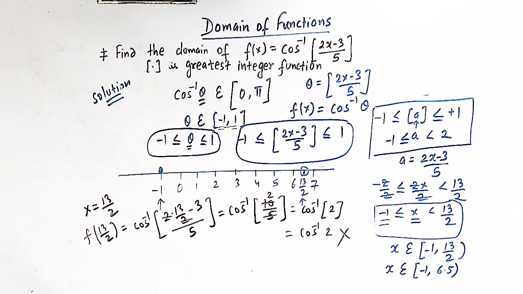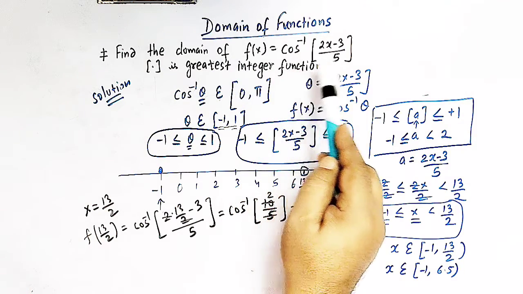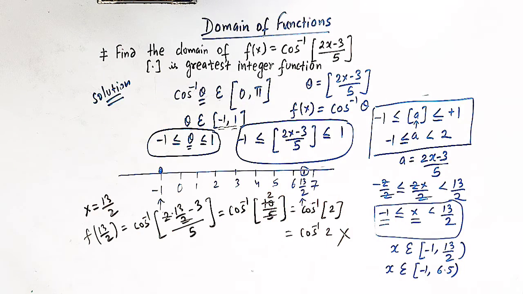So viewers, this is how we can find out the domain of this function, that is cos inverse greatest integer of 2x minus 3 over 5, and the domain is given by this inequality or this interval.